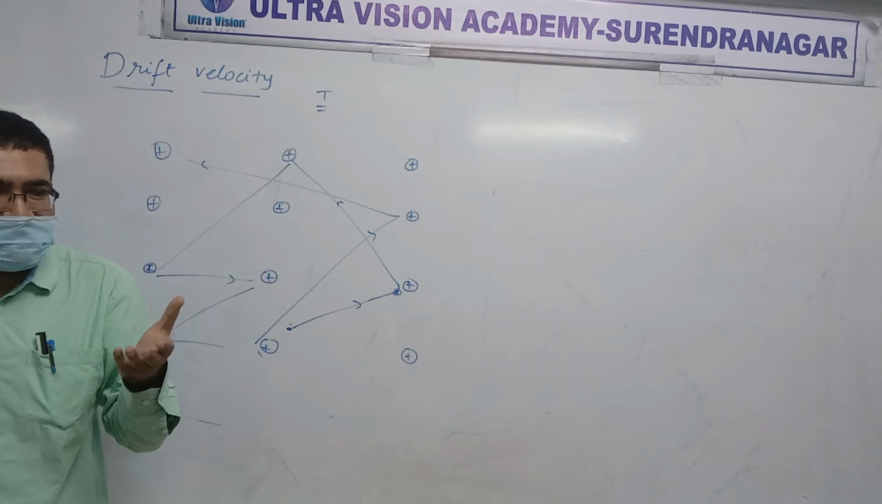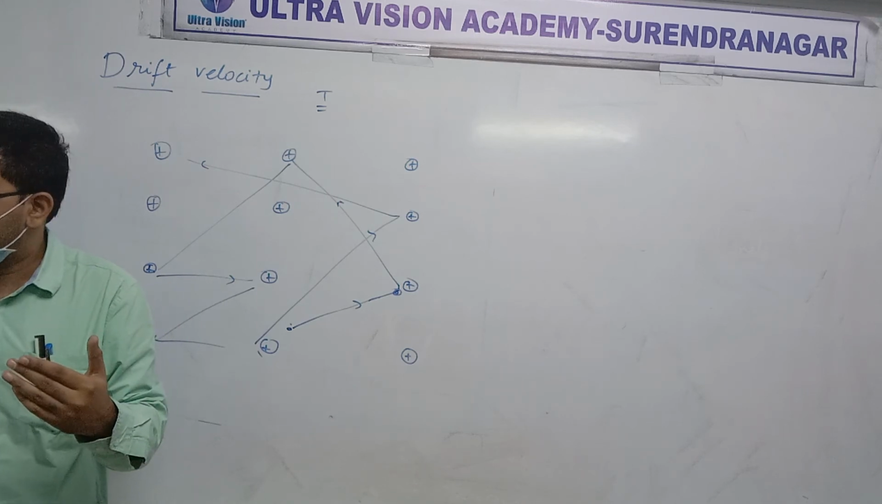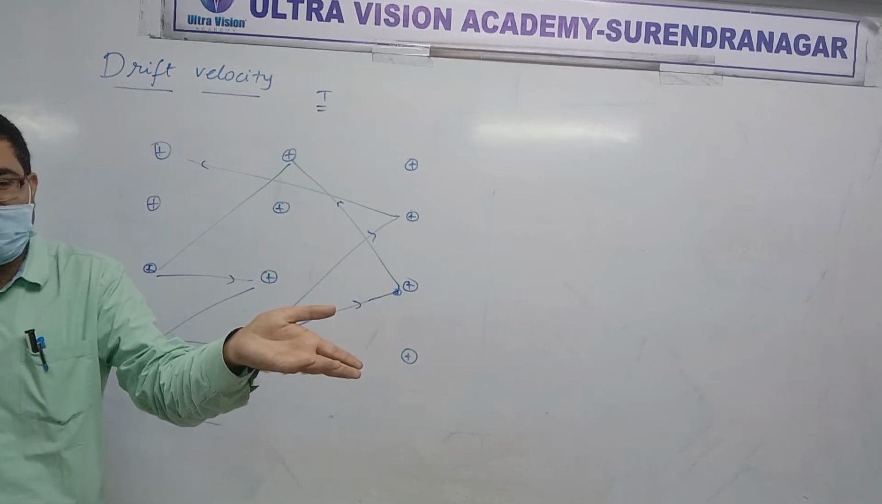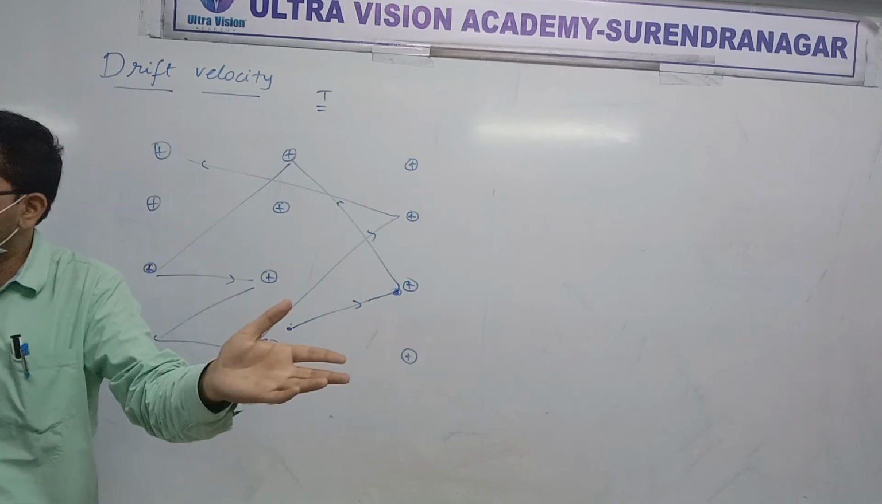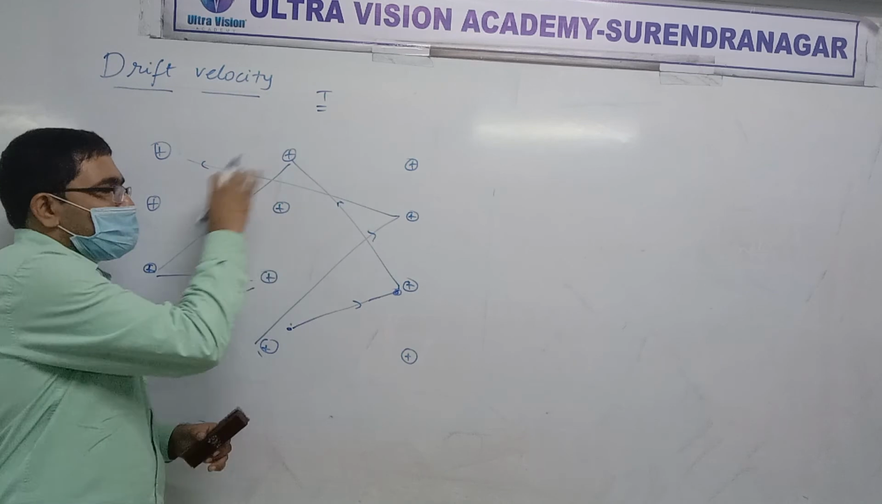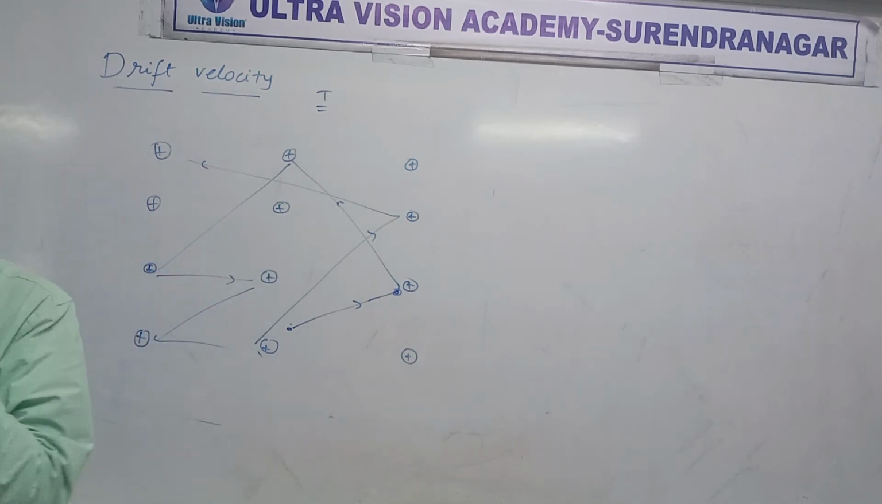Ionization energy of metals is very low. It will take it, of course, but that will not remain there for a long time. It will give it out. So like this, the electrons would be roaming around.